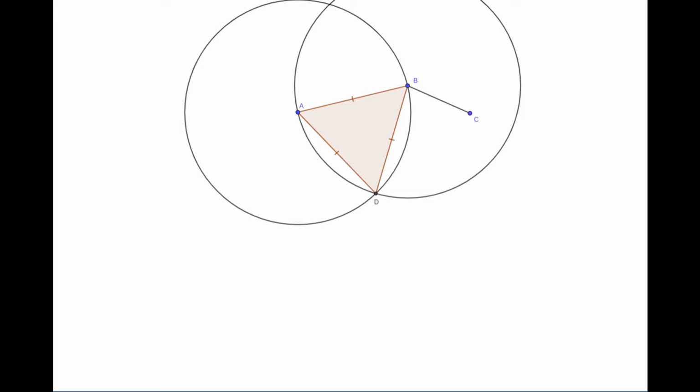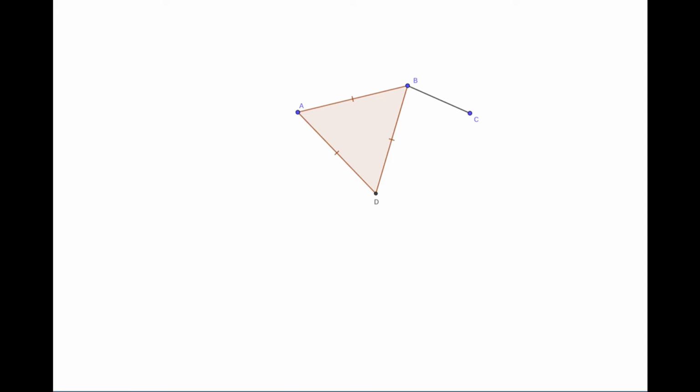Now we don't really need our two circles anymore, so we can remove those from our picture. But what we do need is, by Postulate 2, we can draw two rays, one ray starting at D and passing through A, and the second ray starting at D and passing through B.